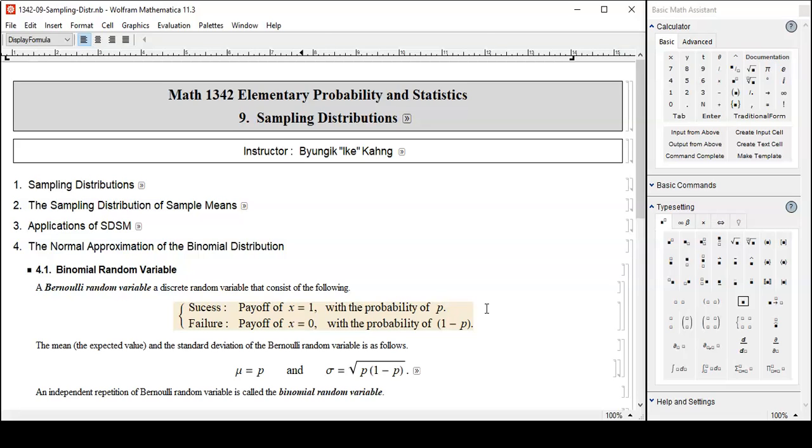Now, it turns out that the mean and the standard deviation for the Bernoulli trial are p and square root of p(1 minus p) respectively. How is that? I think we did it way back in lesson 5, or maybe in lesson 6, I don't remember. But just in case, let's do it over.